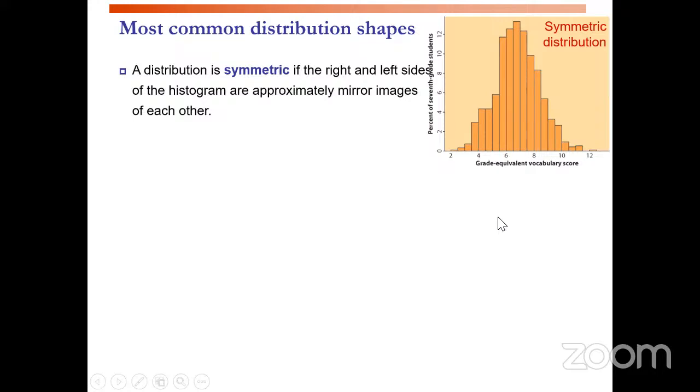The distribution will be called skewed to the right if the right hand side of the histogram extends much farther out than the left hand side, right? Or you may say that if the tail of the distribution is towards the right hand side, then it is a rightly skewed distribution. If the tail extends much farther out on the left hand side, then it will be called a negatively skewed distribution or left skewed distribution, right?